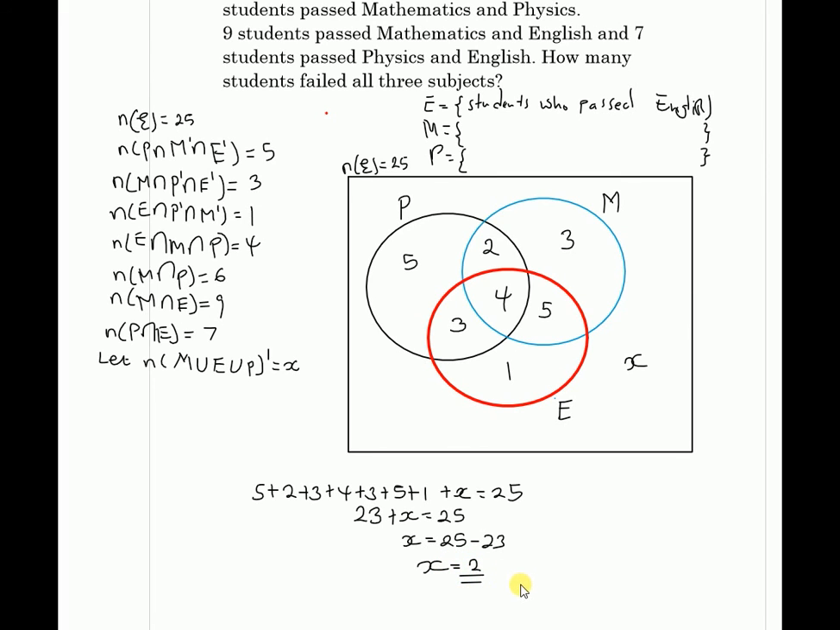So we can ably conclude and say that two students failed all 3 subjects. They lie outside here. They lie outside the three sets. They are not lying in any of the 3. So those 2 failed all 3 subjects.